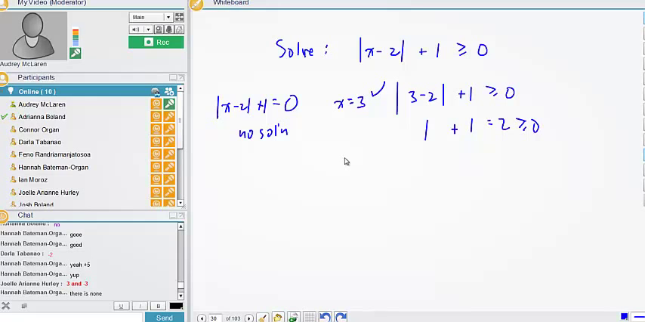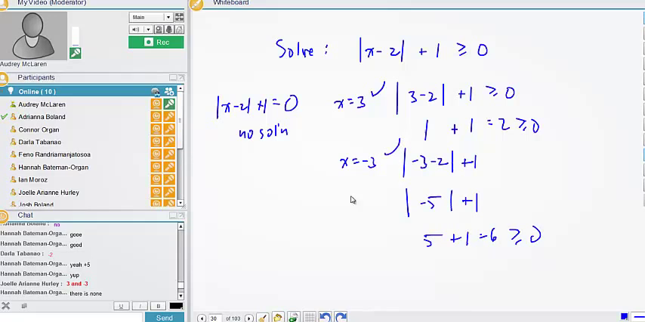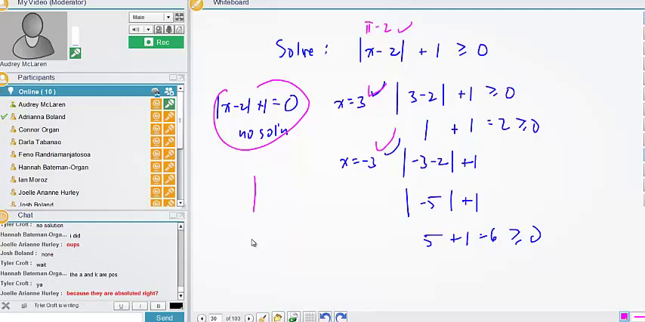And you got -3 as well, Joelle. Let's try -3. -3 minus 2 plus 1, that gives me absolute -5 plus 1, which gives me 5 plus 1, that's 6. Yep, that's bigger than 0. -3 is a solution. You know what? Any number works. That's part of the reason, Joelle. That's part of it.